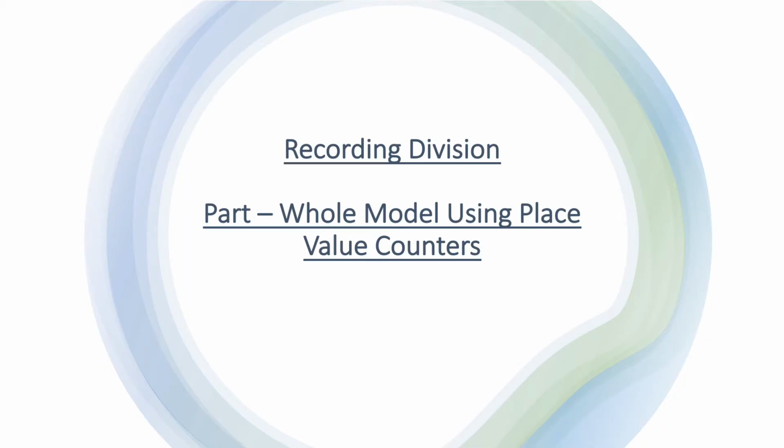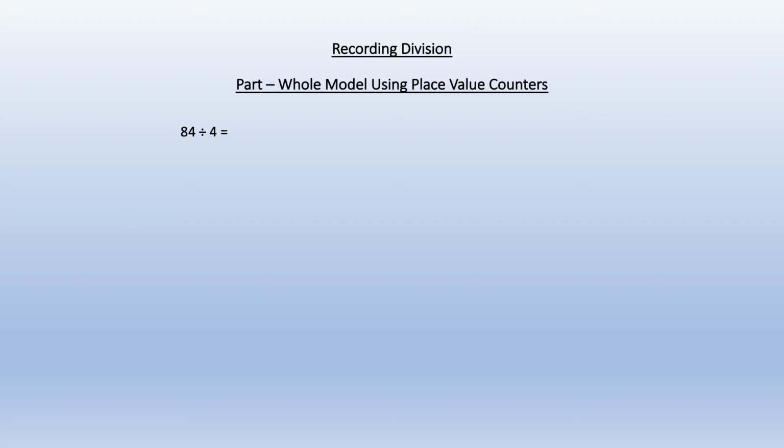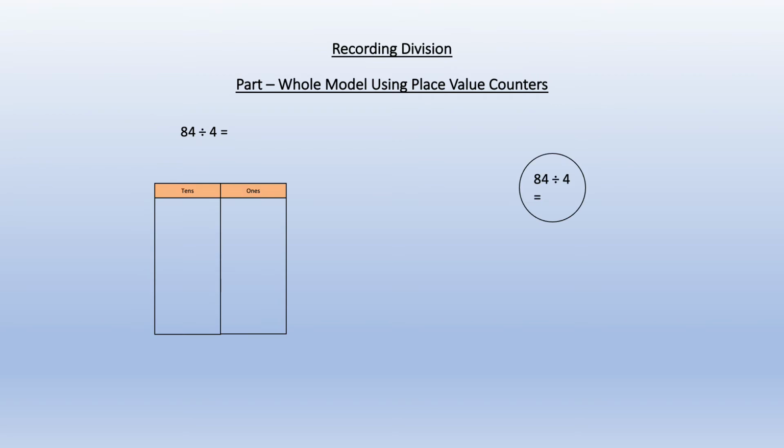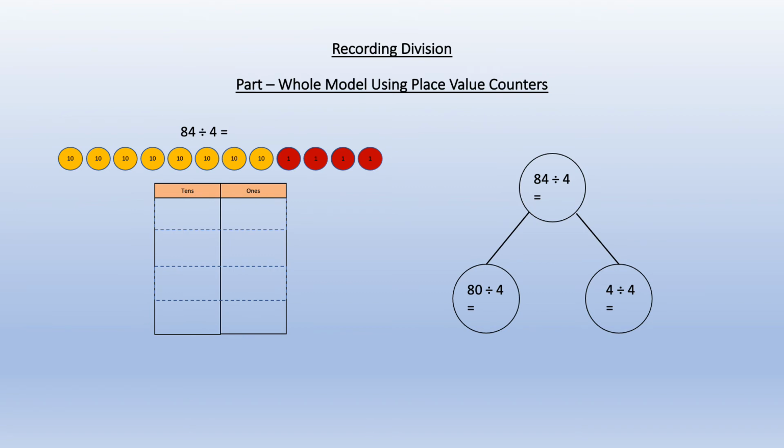I'm now going to show you the part-whole model using place value counters to teach division. Here we have 84 divided by 4. I draw a grid with tens and units, and then in a circle write the question 84 divided by 4. Then with my place value counters, I partition the 84 into 8 tens and 4 units. So I have 8 yellow tens and 4 red 1 counters.